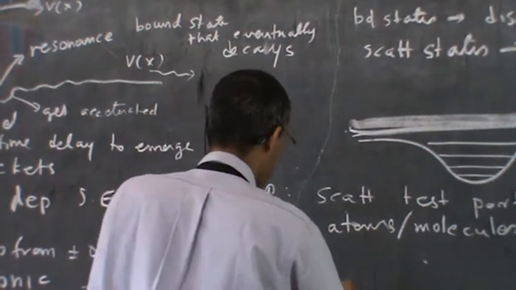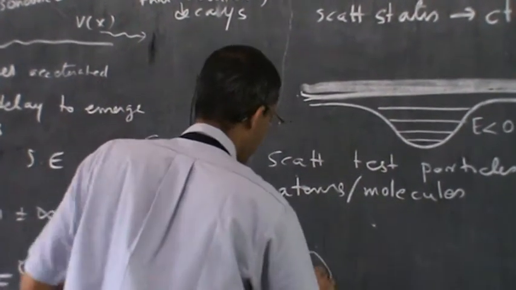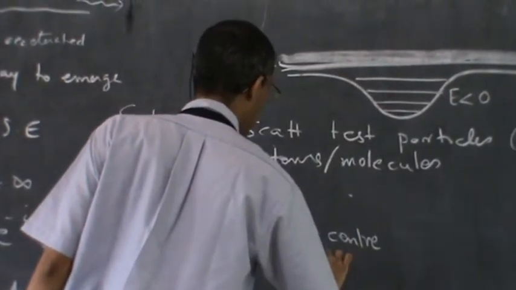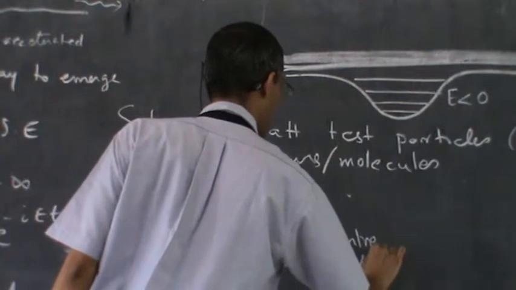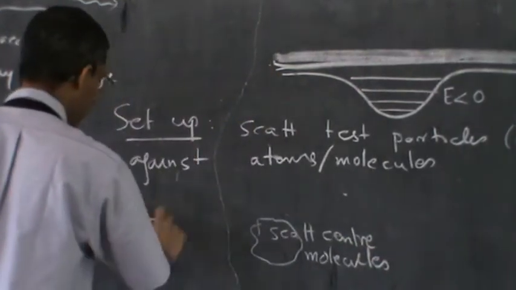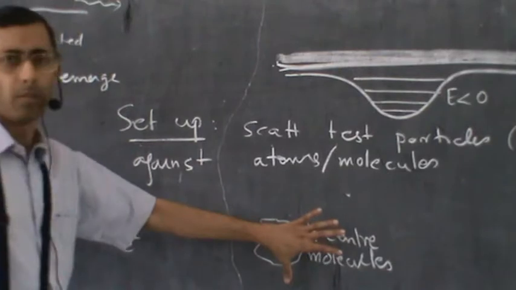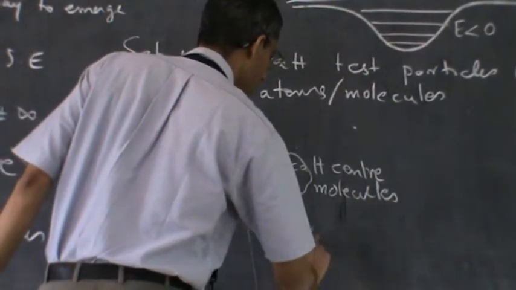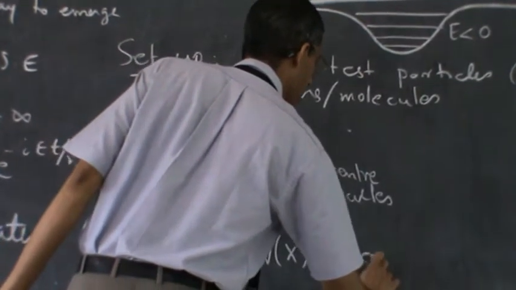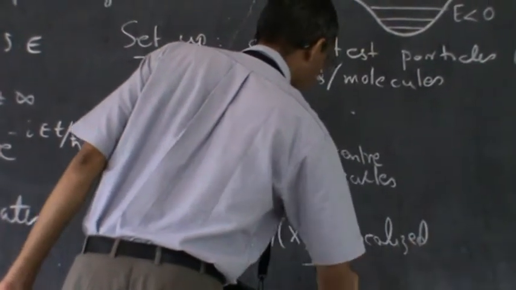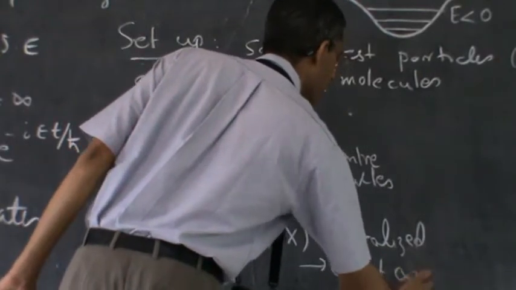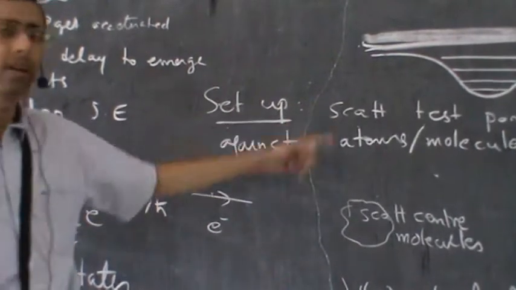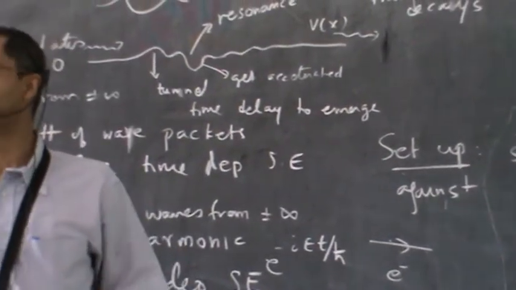But suppose that the scattering center, this is the scattering center. Those are the molecules. And then you are sending in electrons from far away. The molecules are localized. So the potential governing this is localized. It goes to 0 at infinity. So far away, the electrons, which are the test particles, are free particles. There is no potential.